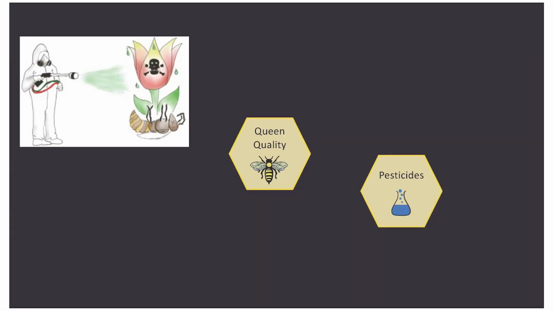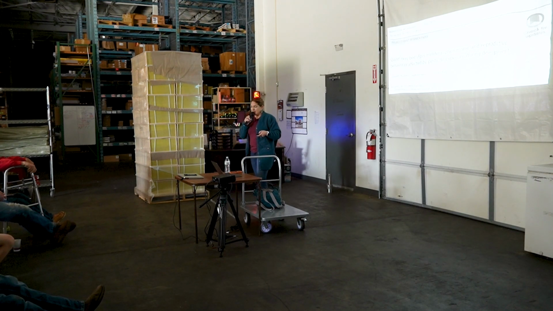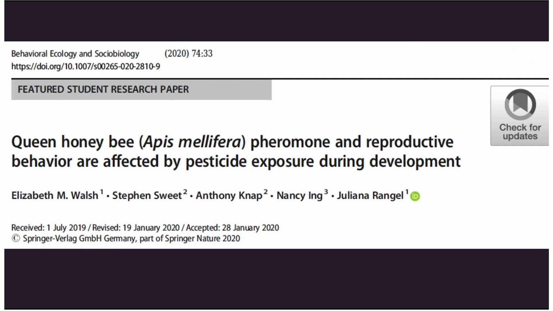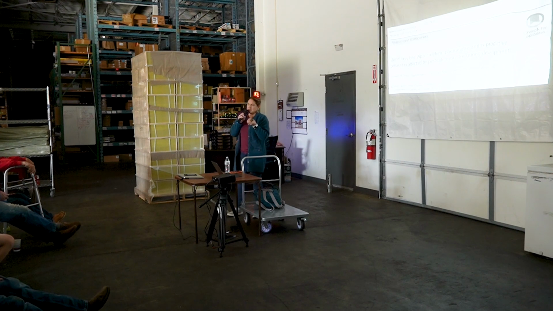Okay, so moving on to pesticides and how they affect the reproductive quality of queens. Just like I showed you the paper on drone reproductive quality affected by being reared in pesticide-laden wax, we did the same with queens. We looked at how exposure to wax, the wax in the queen cups, that's contaminated with field-relevant concentrations of miticides and some agrochemicals can actually lower queen reproductive quality and behavior.